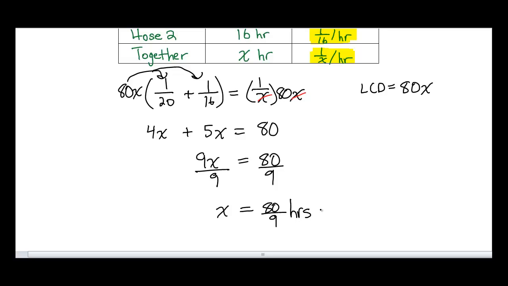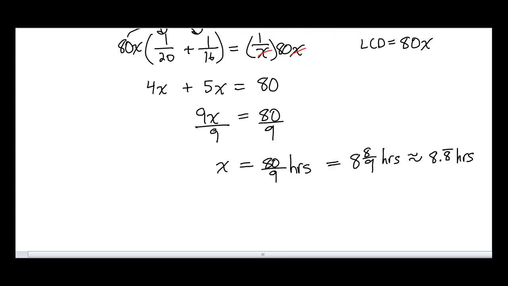All right. And of course, when we write hours, we don't normally write it in that fashion. We can change it to a mixed number. That'll be 8 and 8/9 hours, right? 8 times 9 is 72. You need 8 more to get to 80. Or you can write it as a decimal, 8.8 hours. Of course, when you do your homework on MyMathLab, they'll tell you how to leave your answer. But that's one good example of a work rate problem.